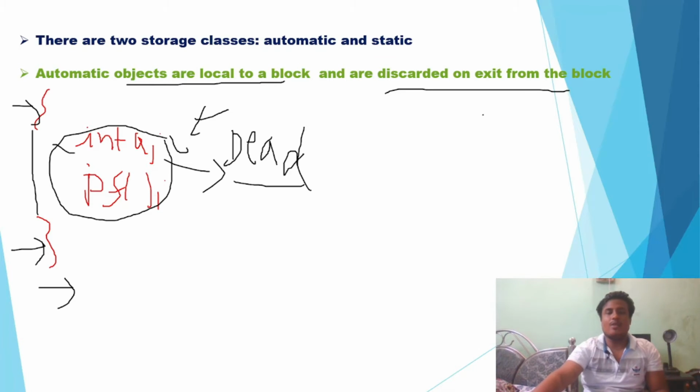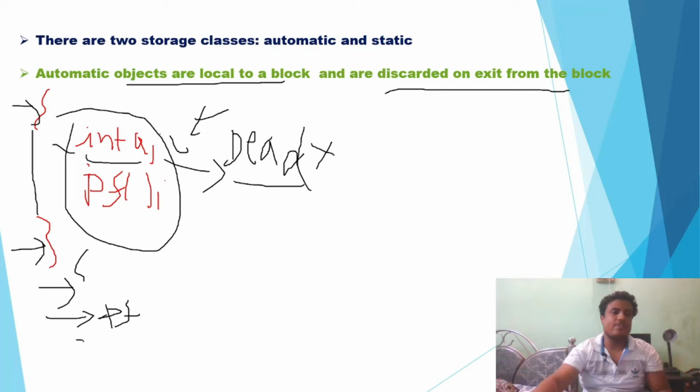So it means whenever we exit from this block, the control moves into this part of the code, and this code's variables are dead and you cannot use them here. Okay, so you cannot write printf in a different block. Suppose this is the beginning of a different block. So whenever we write printf a here, it will show an error.